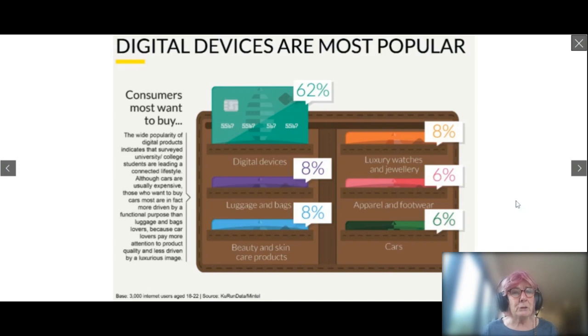That was followed up by much smaller percentages, but even so, 8%, for example, of the Chinese student market is still a big number of students. So 8% of these students said they were interested in buying luggage and bags. The same percentage were interested in beauty and skincare products, and so on. So these are some really good insights for businesses in those different markets to understand how big their market of Chinese students is likely to be.